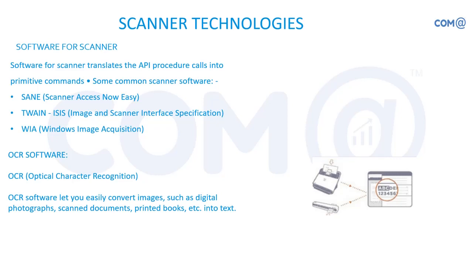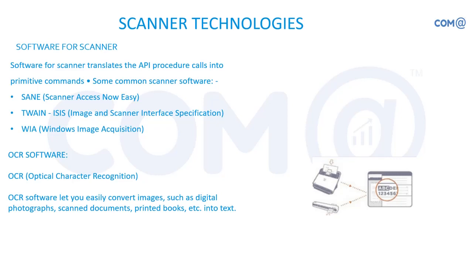Now, software for the scanner. This scanner software is converting the API procedures into primitive commands, right? From API to primitive command. There are common softwares available, but as I told you some time back, we need a dedicated software which is provided by the manufacturer. If you use HP scan software for an Epson scanner, it will not work properly. So it is product specific, and you have to install only product specific software.